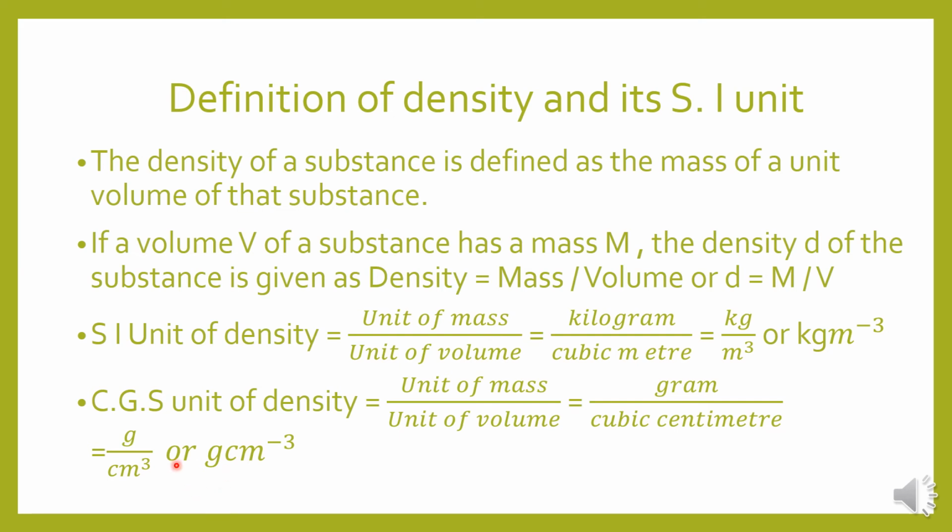Okay children, so what is the SI unit of density? The SI unit of density is kilogram per meter cube. What is the CGS unit of density? The CGS unit of density is gram per centimeter cube.